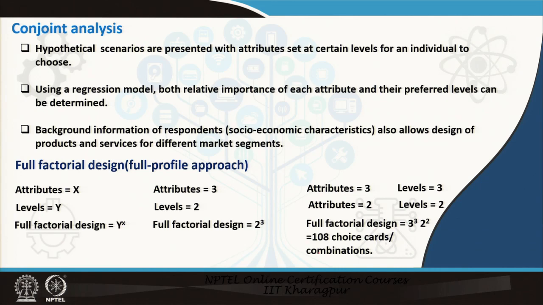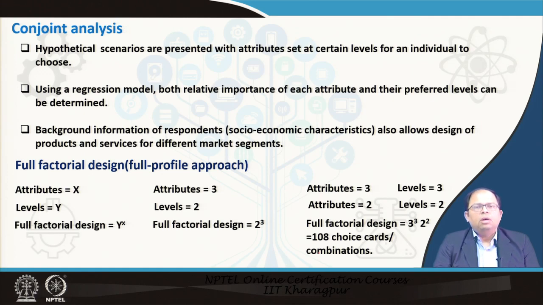So in the last lecture, we have discussed in detail stated preference and revealed preference surveys, and we have seen that in stated preference surveys, one of the methods is conjoint analysis, where hypothetical scenarios are presented to the person to choose one of those scenarios as per his choice. And in each of these scenarios, we give a set of attributes with certain levels, and individuals can choose the one which he likes the most.